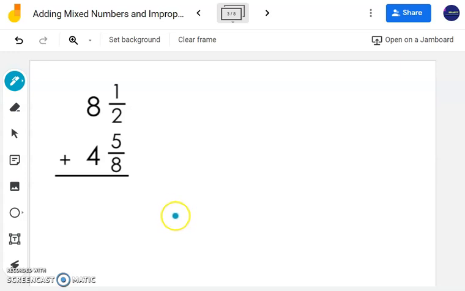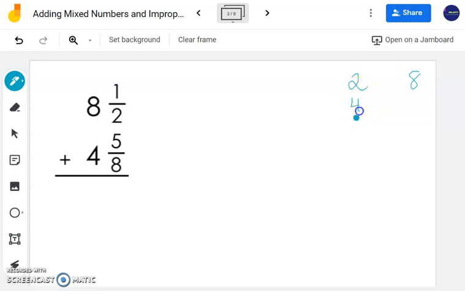Now let's try this problem here. We have 8 1/2 plus 4 5/8. So our goal is to find the sum of these two fractions. As always, I look at my denominators. I see I have 2 and 8. I'm going to write them on the side, start listing out my multiples. I'm going to start with my lowest number.